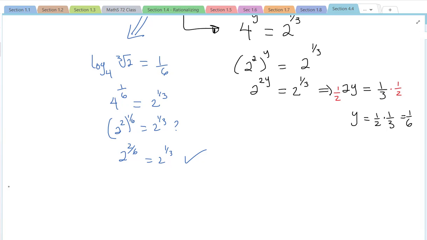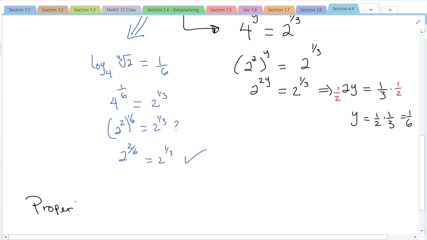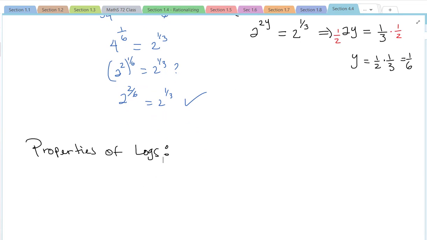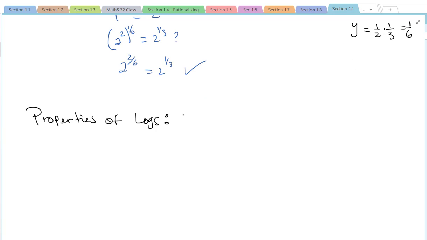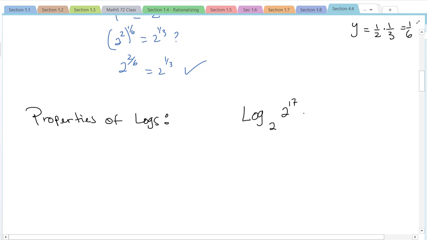So some of the properties of logarithms come straight from the definition. I'm going to write just a few before we go into the laws. So before I write the properties, let's do a quick example just to verify. If I have log base 2 of 2 to the 17, what is that? This logarithm expression is asking you a question: what exponent do we put on 2 to get 2 to the 17? Oh, that must be 17.